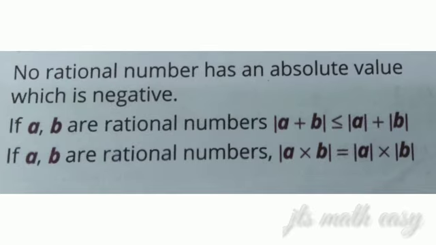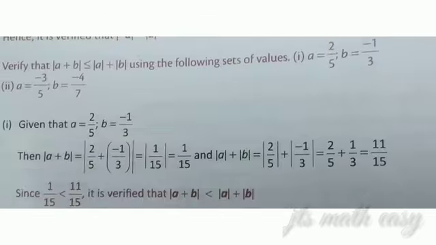So let's see some examples related to these properties. Now I will explain that. So here is the problem for the first property: modulus of a plus b is less than or equal to modulus of a plus modulus of b.